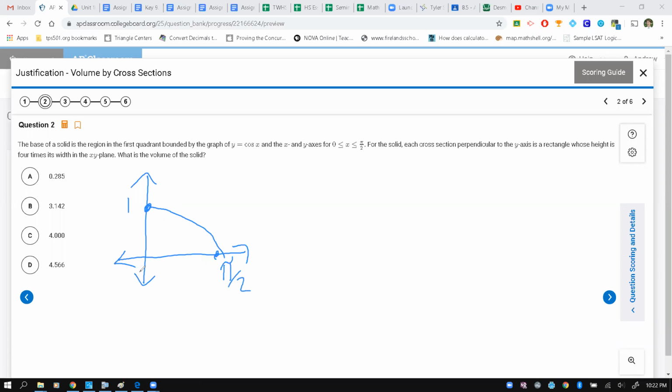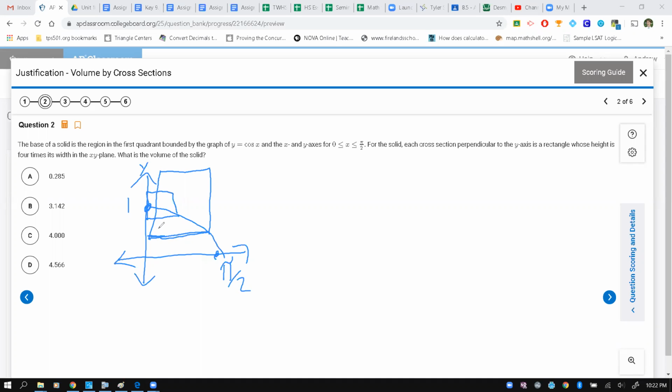For each solid, each cross section perpendicular to the y-axis is a rectangle whose height is 4 times its width. So if this is the width of the rectangle, then the height would be 4 times this. It gets taller as it gets wider. What is the volume of the solid?